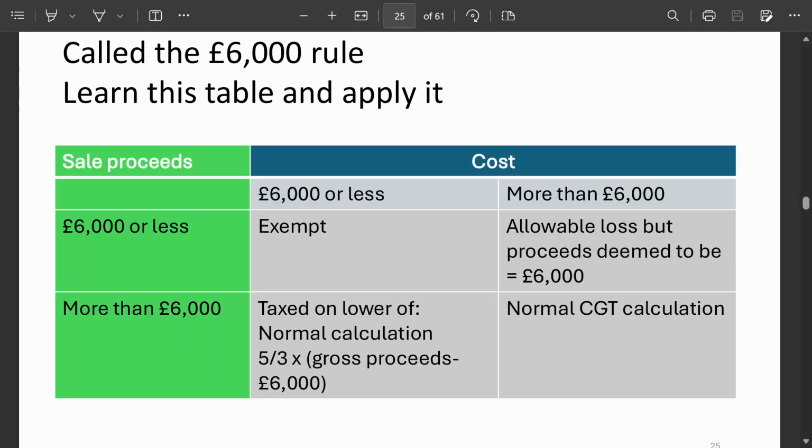So if it falls in the first box, it is exempt, which means that you bought it for 6K or less and you sold it for 6K or less.